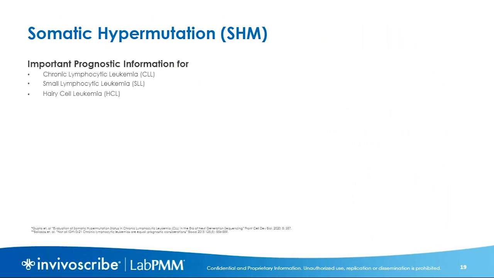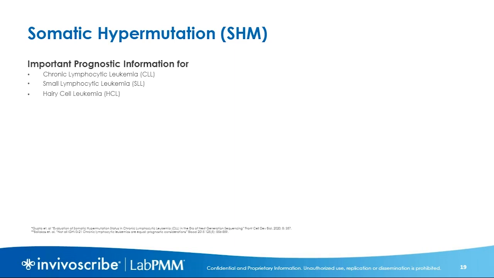Somatic hypermutations are point mutations affecting the IGHV gene. The results provide important prognostic information for patients with CLL, SLL, or hairy cell leukemia, and testing is strongly recommended as standard of care in all newly diagnosed CLL cases. In our lab, we send out for this testing and diagnosis.